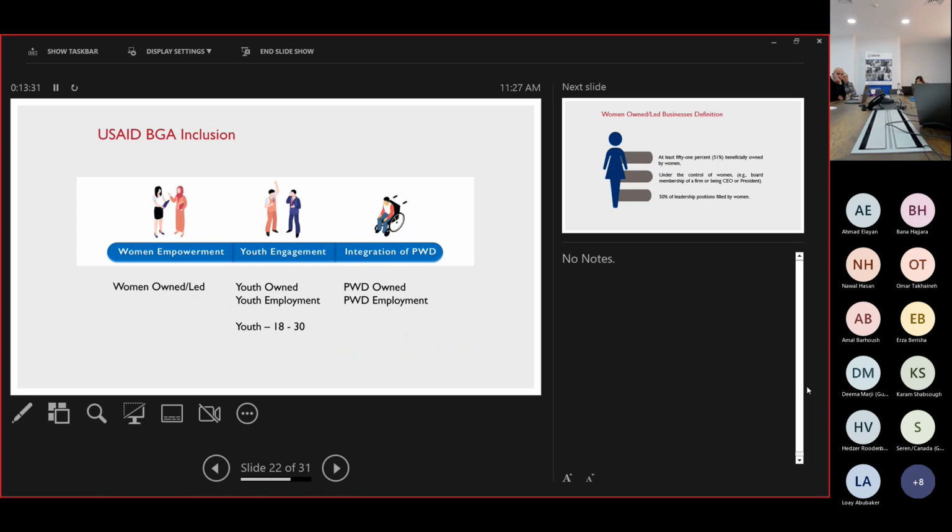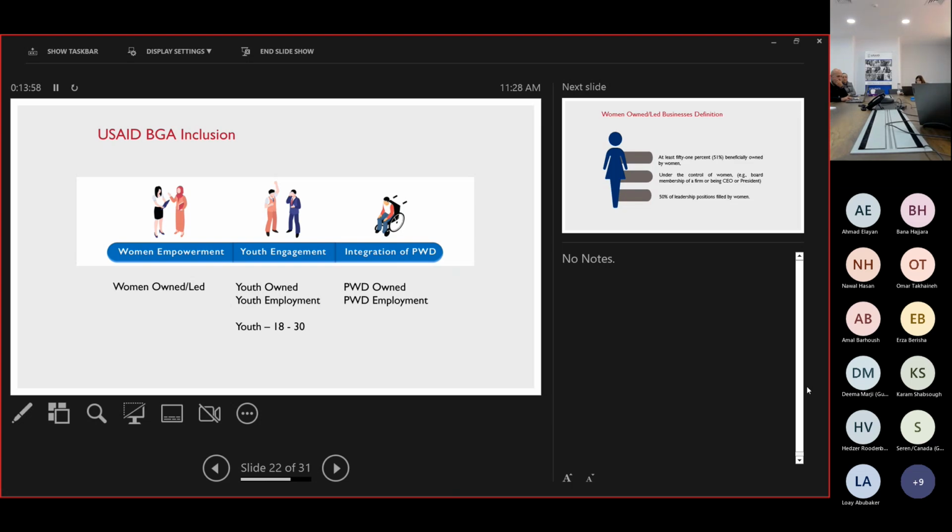It's good when you select the companies or the firms to consider the inclusion requirements according to USAID, which are the women-owned or led, the youth-owned, youth employment, and also people with disability. Of course, more information will be provided during the implementation regarding the inclusion criteria as well.